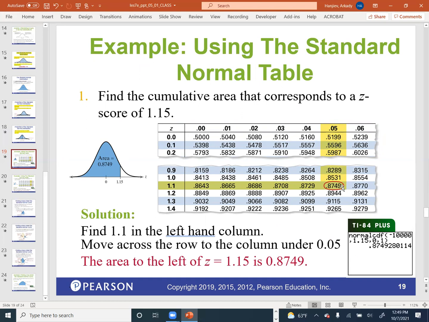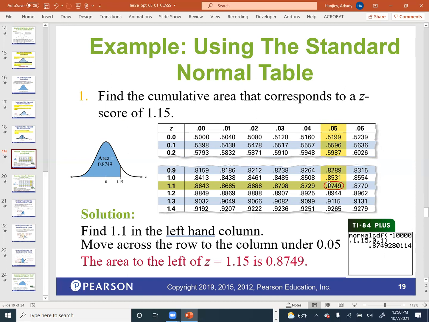What does that mean? The area to the left of the z-score is about 87.49% of the data, or the area, is sitting there.